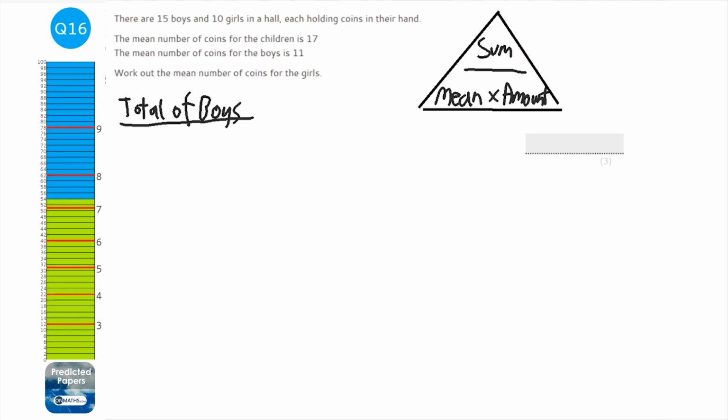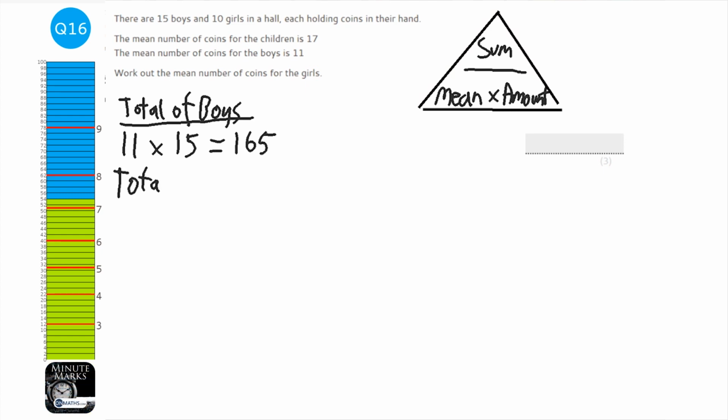So with that in mind, we can work out the total or the sum of the boys. So the mean of the boys is 11, and the amount of the boys is 15. So using the triangle, we just times them together and we can work out what the sum, or total, is. So 11 times 15 is 150, add another 15, 165.